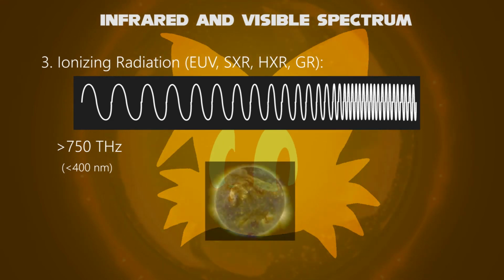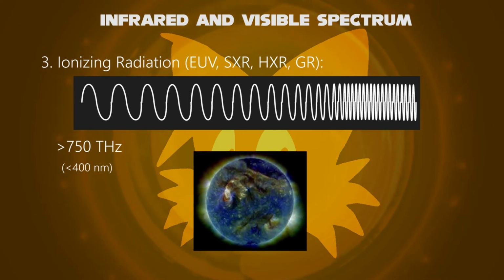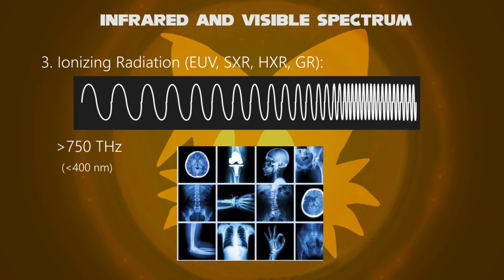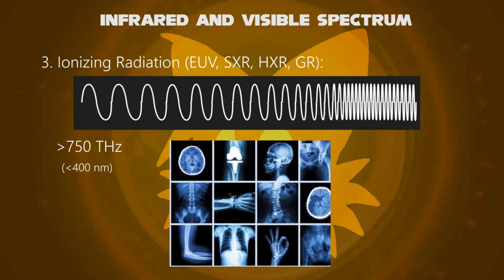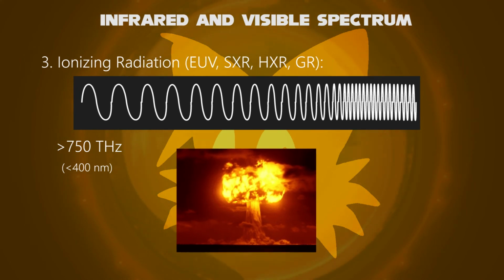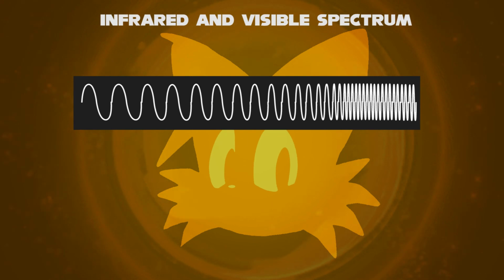For example, the sun shows an extreme ultraviolet composite image, showing a solar flare and coronal mass ejection. X-rays, for example, are used on bodies in medical hospitals. And gamma rays, for example, are emitted during nuclear fission in nuclear explosions. That's how the entire electromagnetic spectrum works.